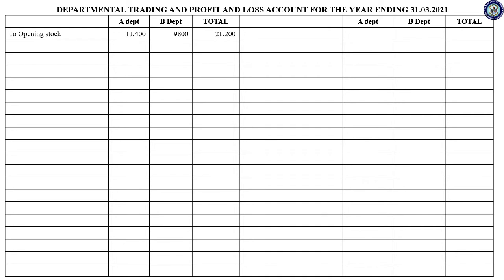Okay, next item, purchases. If there is any adjustment, then you have to deduct or adjust that figure, then take it to the total column, then you have to apportion.